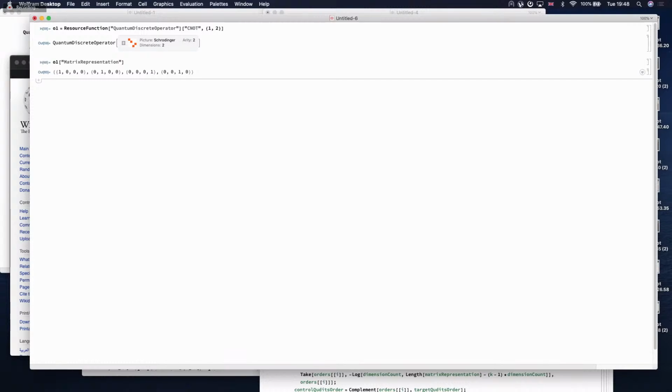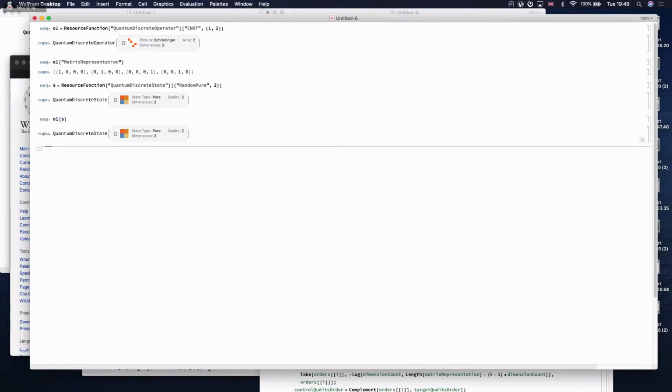Its matrix representation. If we wanted to, we could create a state, a random pure state with 2 qubits. We can just say O1 applied to S, and we get the output of that. Now, if I want to see that in the computational basis, how do I do that? By default, all of these things will be in the computational basis. So if we request the basis of this state, we get its basis element association.